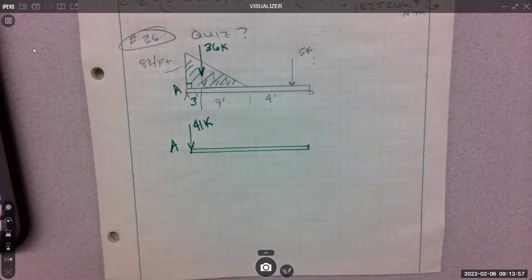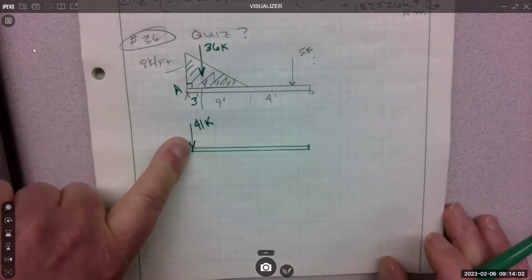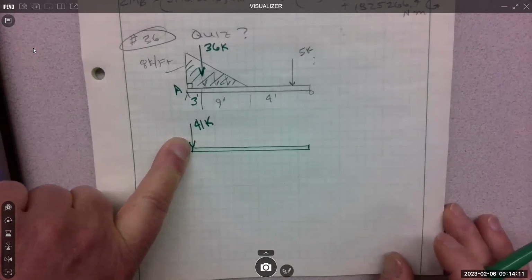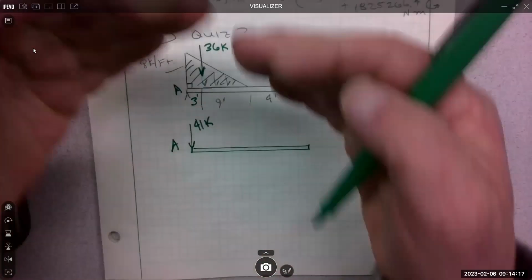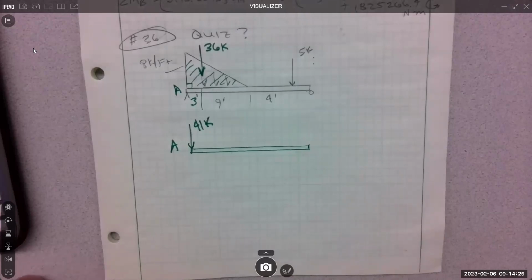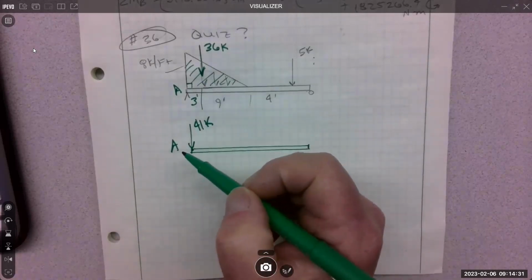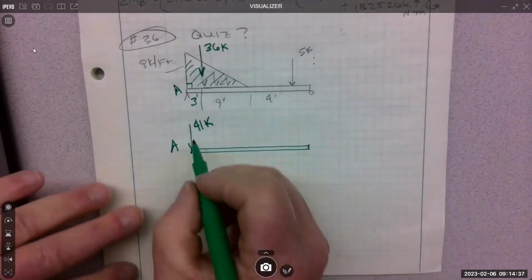Simplifies the problem. When we move forces, what else do we have to do? I think you're in the right path, but I'm looking for the right terminology. The 41K collects the up and down effect. Yeah, we need the rotational effect. So we have to bring the moments with those vectors. We moved the 36 over here. I need the moment, which is what? 36 times 3, 108.